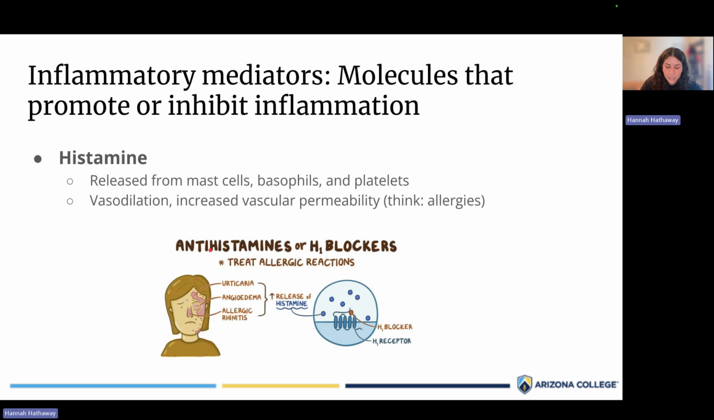So in terms of what you should know for the midterm, you should definitely know that histamine is one of these molecules that's involved in the inflammatory response. And you should know that histamine is released from mast cells, which are a type of white blood cell.